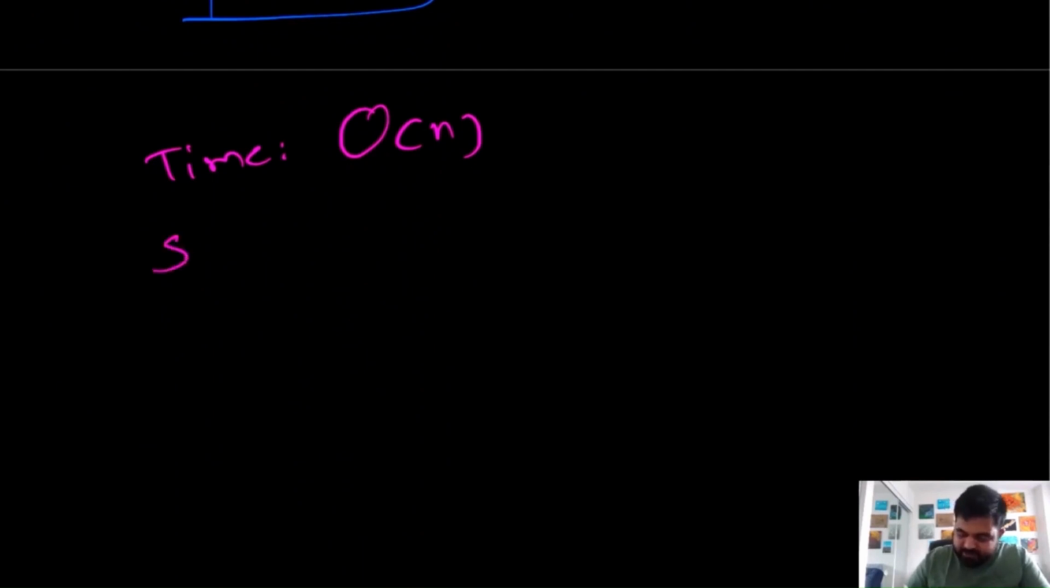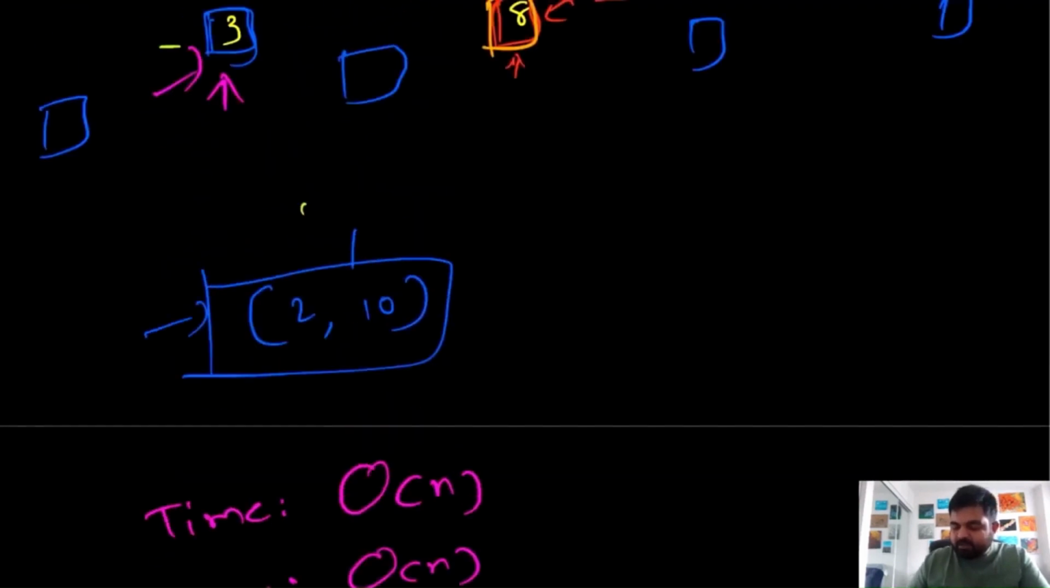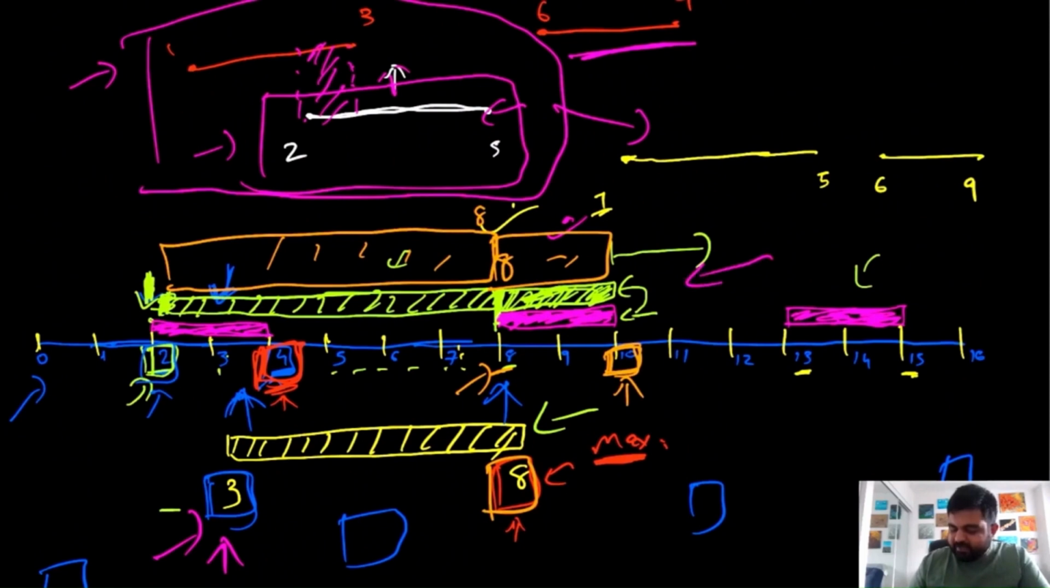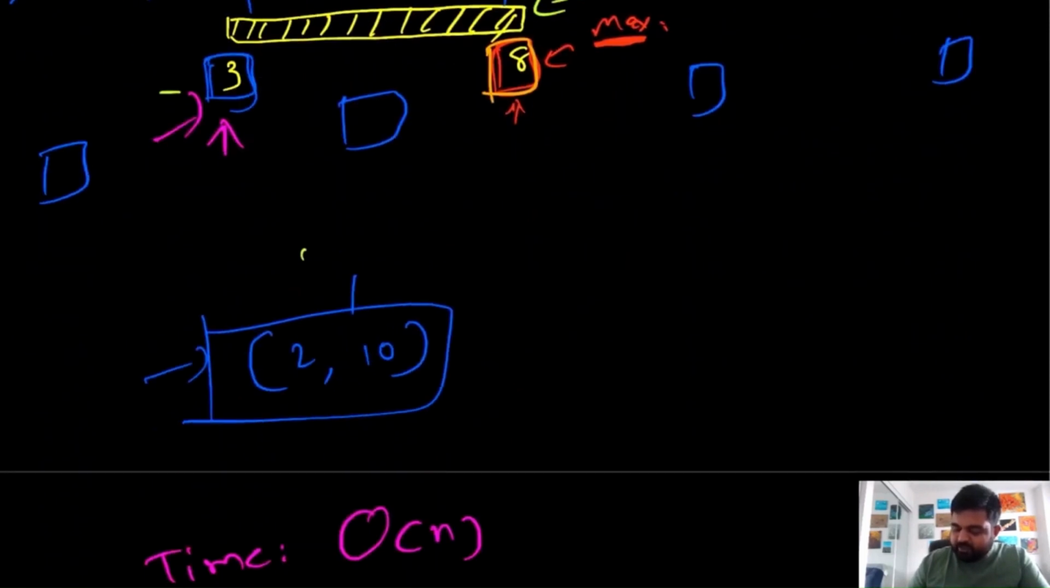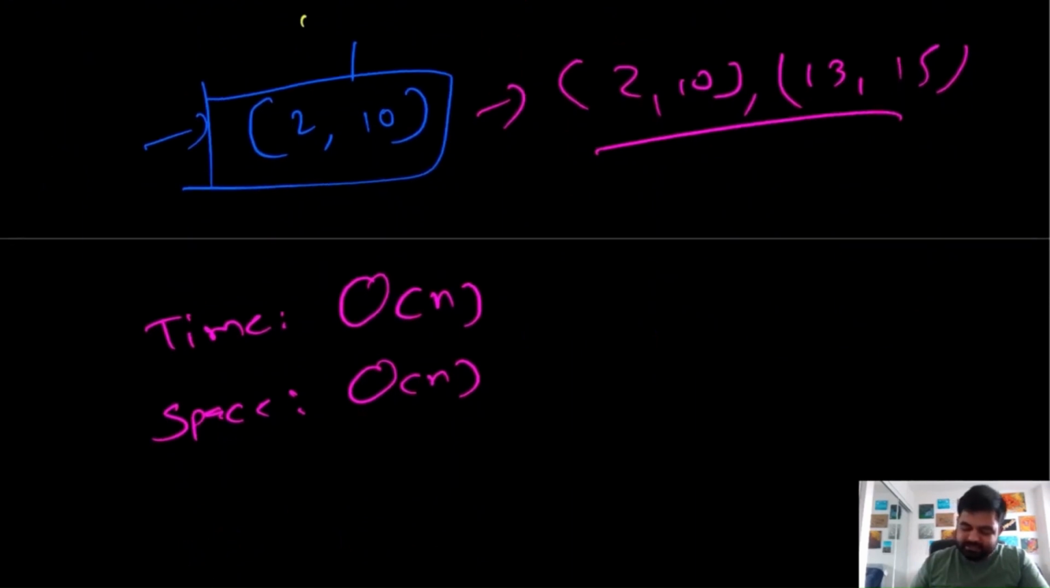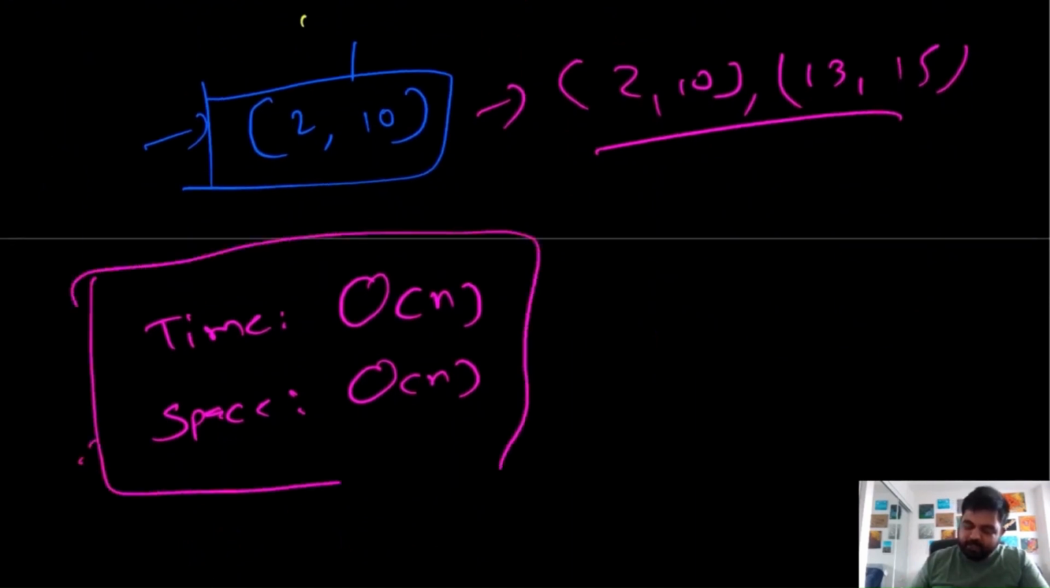In terms of space complexity, it would also be big O of n, because we will have to create a new array of list of intervals that we are going to return. So we will have to create a new two-dimensional array, something like this in this scenario, from where the answer would be 2 to 10 and 13 to 15. So this would be our new array that we are creating, and we would be returning that. That explains the space complexity. And yeah, this would be the solution.